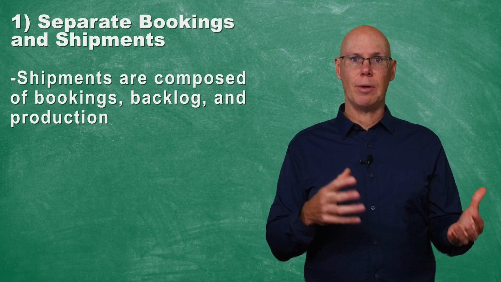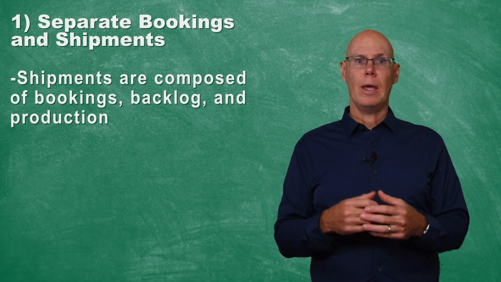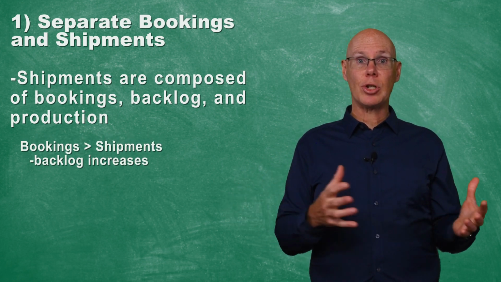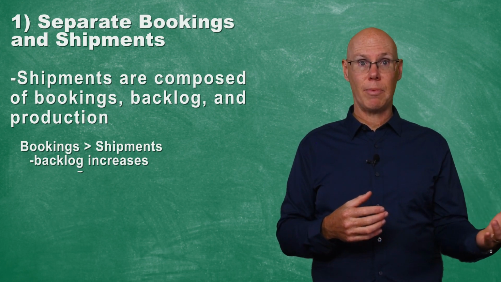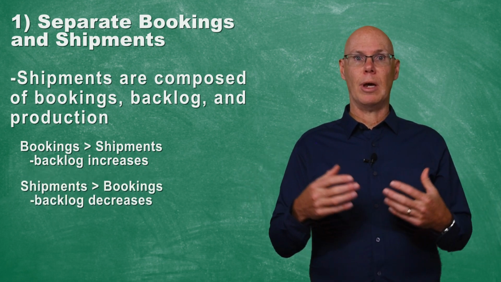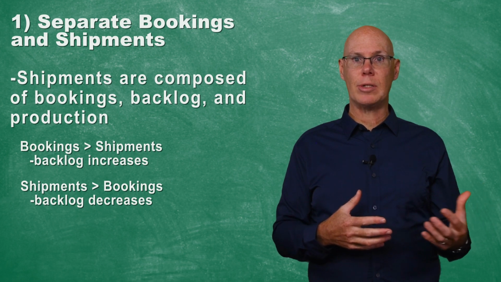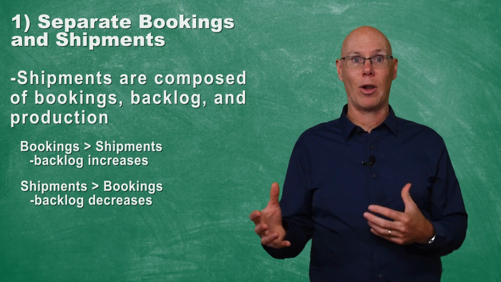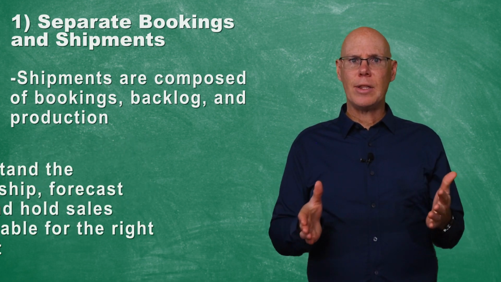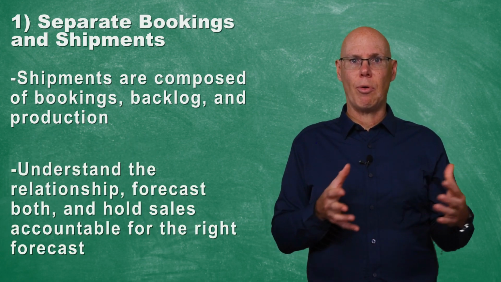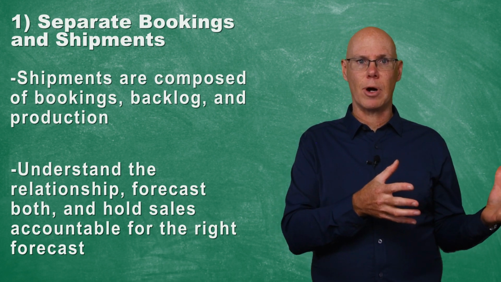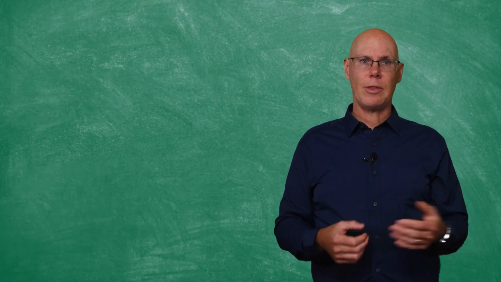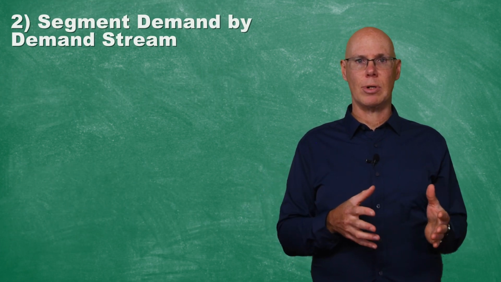the difference between the bookings and shipments is your backlog. If you book more than you ship, you will increase your backlog and potentially increase your lead time. If you ship more than you book, you will be reducing your backlog, which may decrease your lead time, or it may create a challenge for supply because now you don't have enough backlog to produce. Understanding the relationship and forecasting both and holding the sales accountable for the right forecast is the first step to improving your forecasting. Second thing, segmenting demand by demand streams.